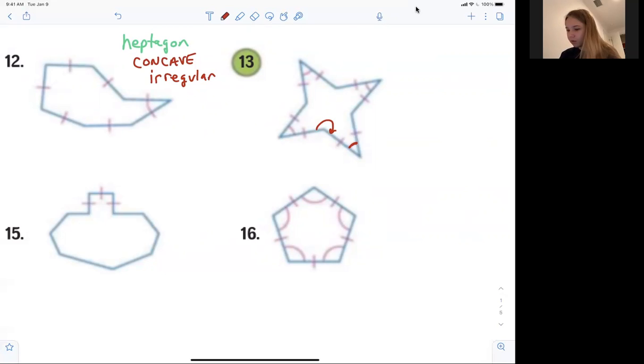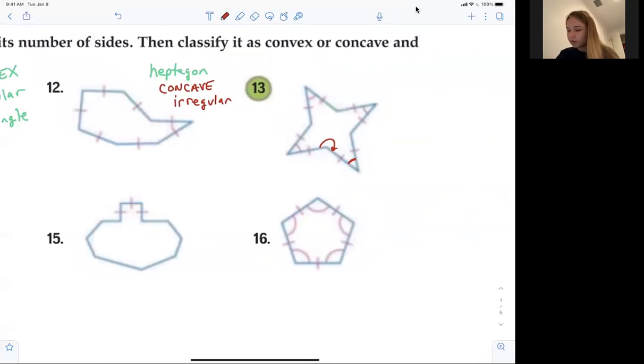So it's an octagon, and it's what kind of concavity? Is it concave or convex? Definitely concave, and it is irregular.